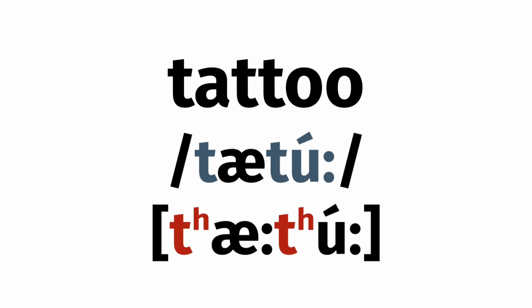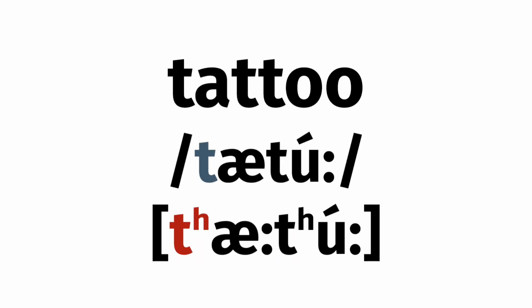And not only at the beginning of words, but also at the beginning of stressed syllables. That's why tattoo has two aspirated T's. The first one because T is the first sound in the word, and the second one because T is the first sound in the stressed syllable too. Tattoo, tattoo.